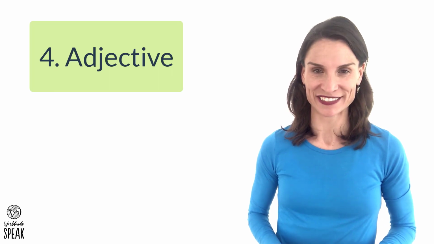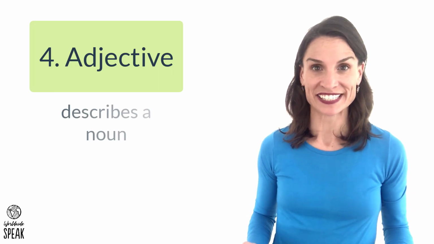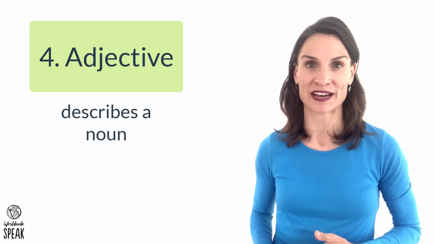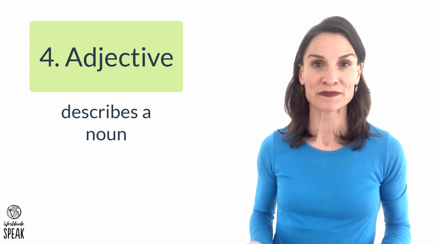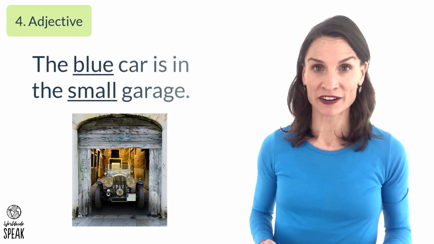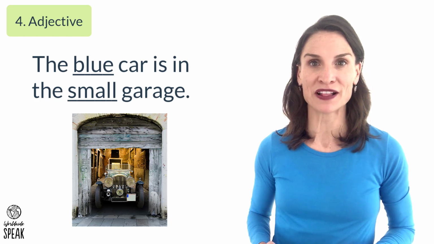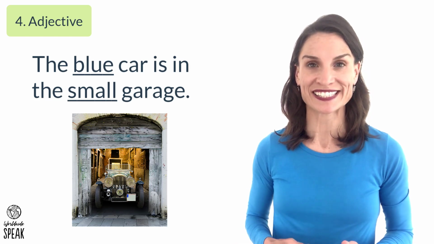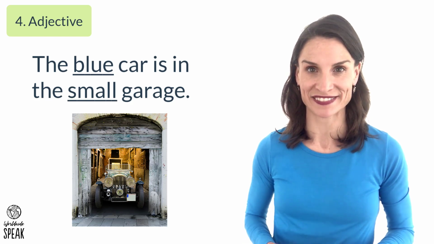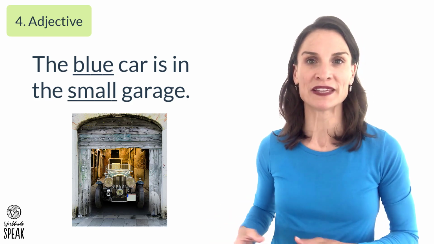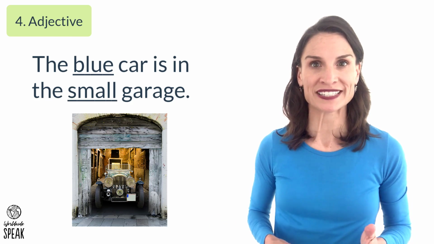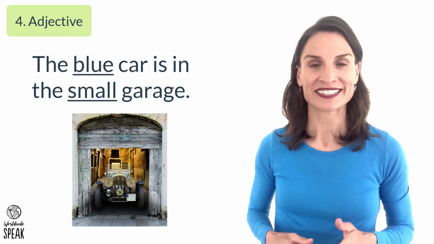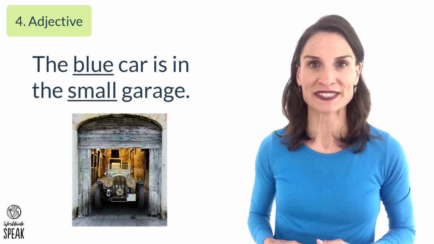The fourth part of speech is adjective. An adjective describes a noun. For example, the blue car is in the small garage. Blue and small are adjectives. They describe the nouns. Blue describes car, small describes garage.